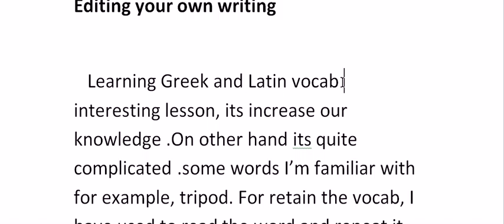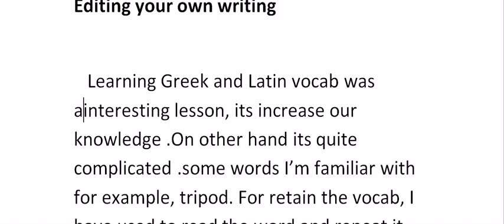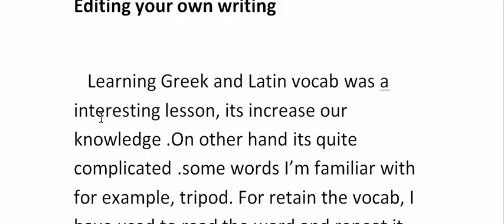There's a verb missing here. So "was," and then "interesting lesson" is okay, but since lesson is a countable noun in the singular, you must have "a" in front of it. So "was," and then the next word starts with an I, so it must be "an interesting lesson." You can see that blue line under here that tells you that it's incorrect. So, an interesting lesson.